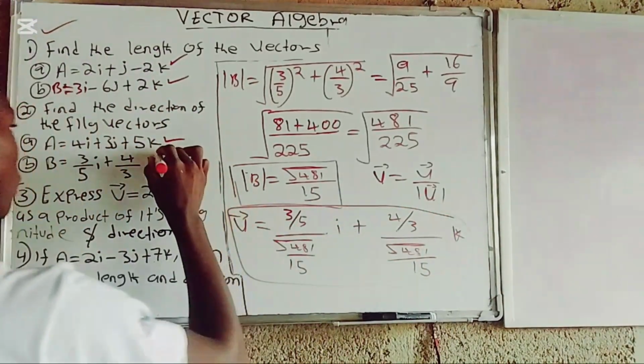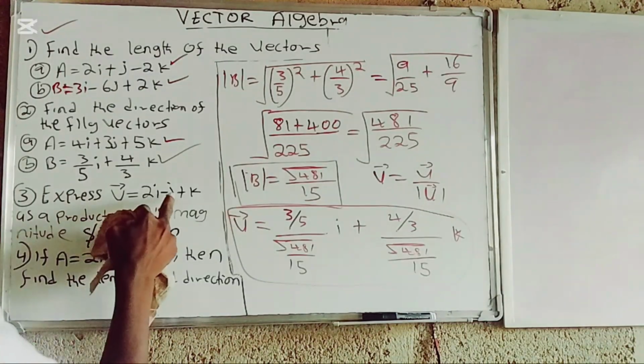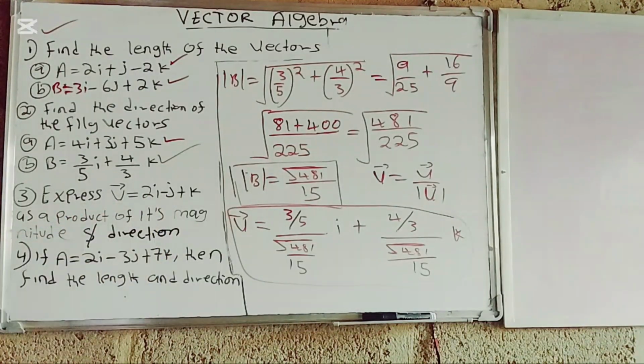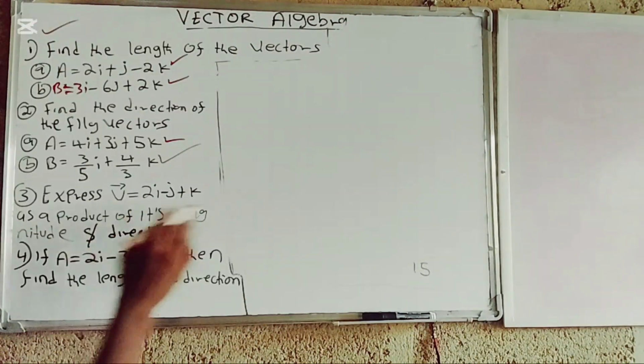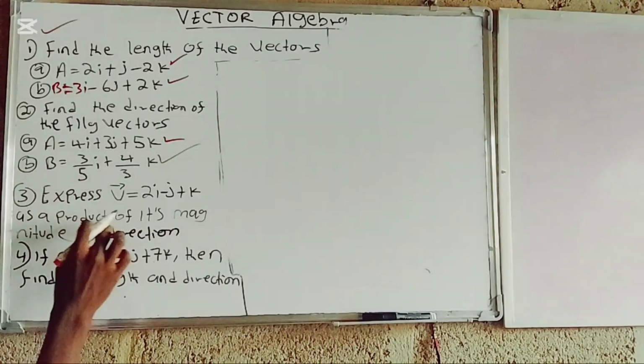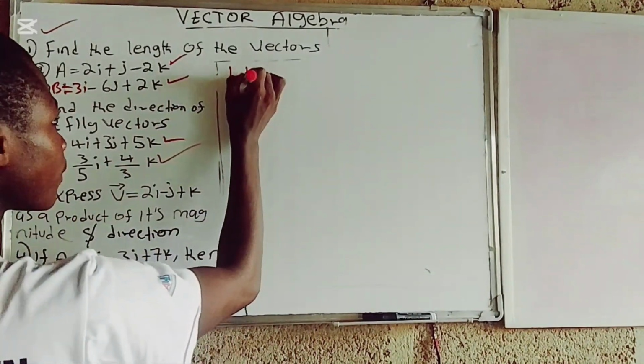So this is the solution to the second question. The third question says to express this vector as a product of its magnitude and direction. The next thing I have to do is first find the magnitude of it, because it must be expressed as a product of its magnitude and direction. So I have to first find its magnitude.